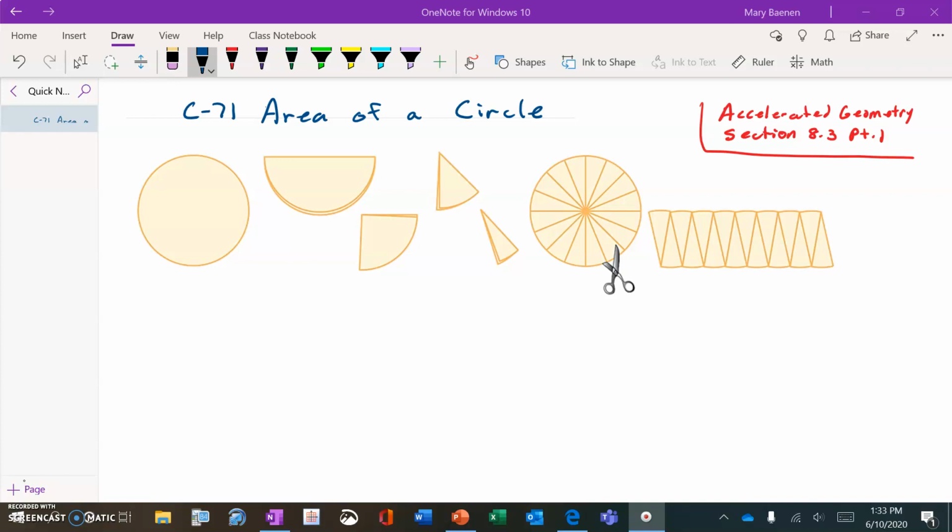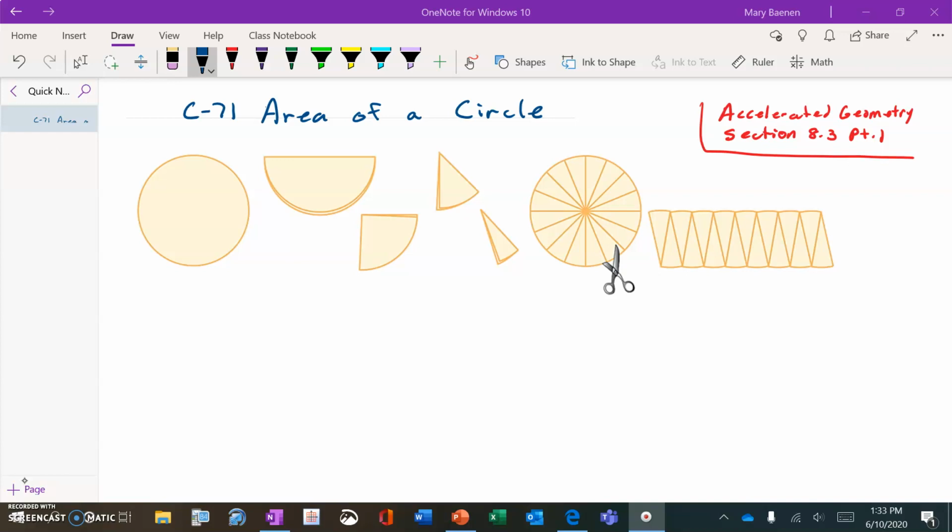Now, the area of a circle, some of you may even know. You might be blurting it out right now as you're watching this video. But the question is, where did that formula come from? So that's what I'm going to try to do today, explain where the area of a circle formula came from.